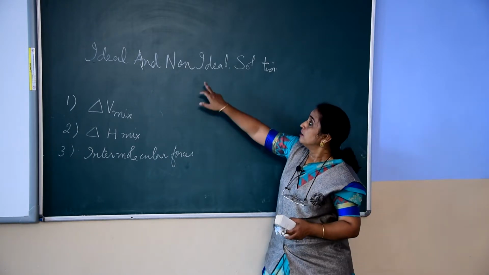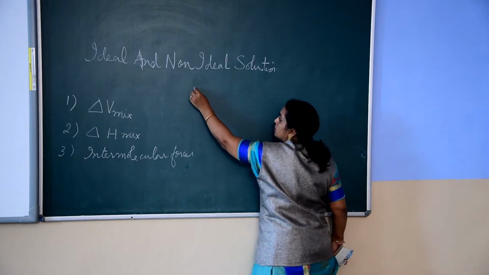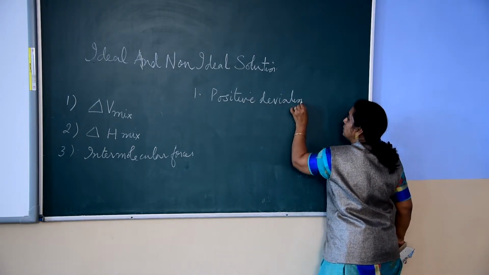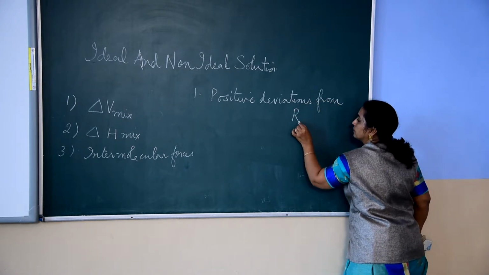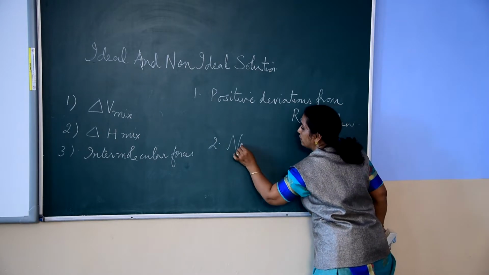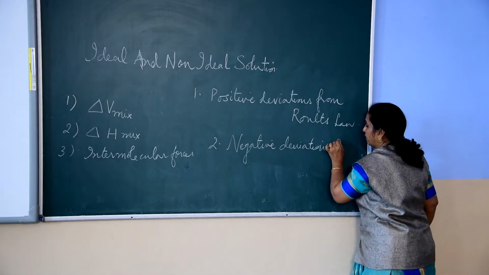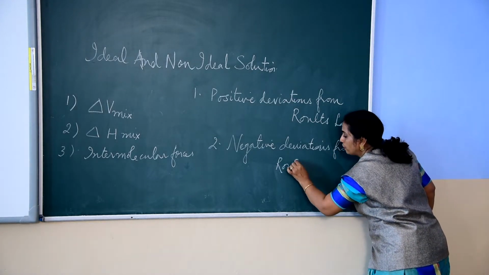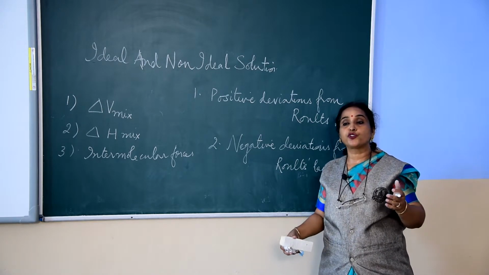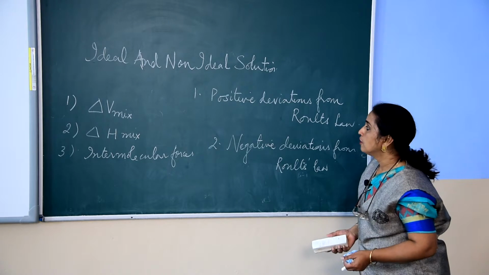Based on these two possibilities, non-ideal solutions are of two types. Non-ideal solutions, one which show positive deviations from Raoult's law, and second, non-ideal solutions which show negative deviations from Raoult's law. So, two different conditions we have here for non-ideal solutions, those which show positive deviations from Raoult's law and those which show negative deviations from Raoult's law. Let us consider the first one, non-ideal solutions showing positive deviation from Raoult's law.